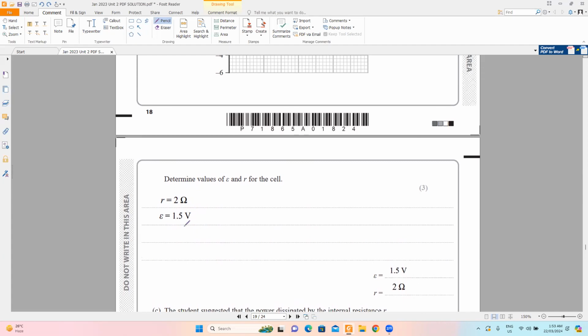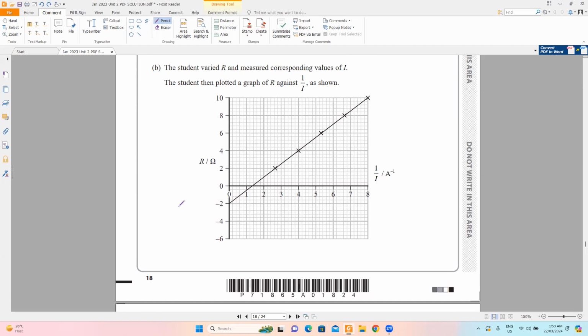And EMF was given by the gradient of the graph. So what does it look like when the gradient is doubled? The graph becomes more steep. So this is what the graph should look like. EMF is doubled, as in the gradient is doubled, and previously the internal resistance was 2. Now the internal resistance has been doubled, so that makes it 4.